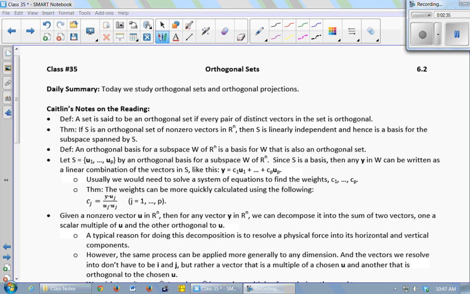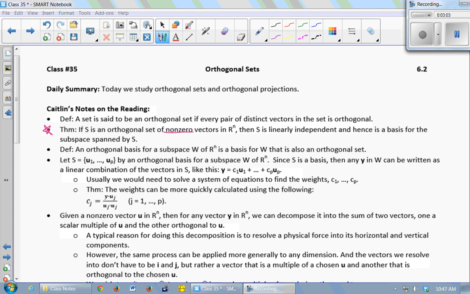And then we have this theorem that says if S is an orthogonal set of non-zero vectors, so that's key, they have to be non-zero for this to apply, then S is linearly independent. So this one, we use this one a lot in today's class and in your activities. If you have an orthogonal set, it's automatically linearly independent, assuming 0 is not in there.